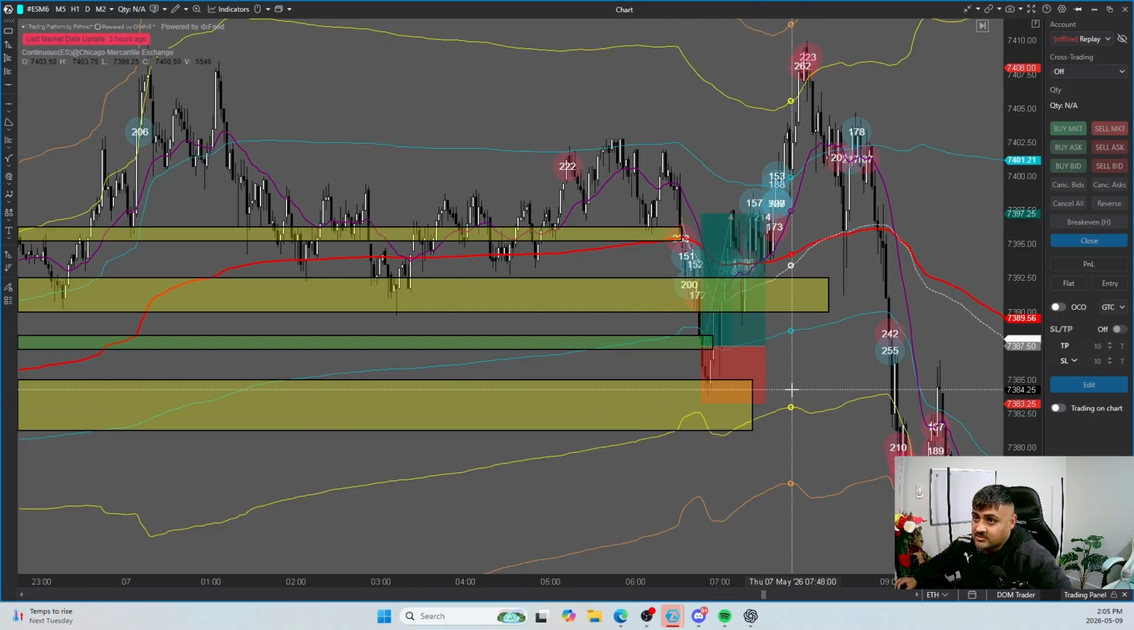What is my confirmation? I'm in the 2-minute. I'm looking at the footprint. I like what I see on the footprint. We get a candle close and I take my trade and I go in for a nice 2-hour trade. That's it.